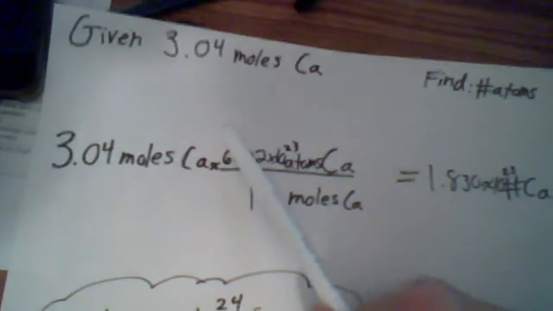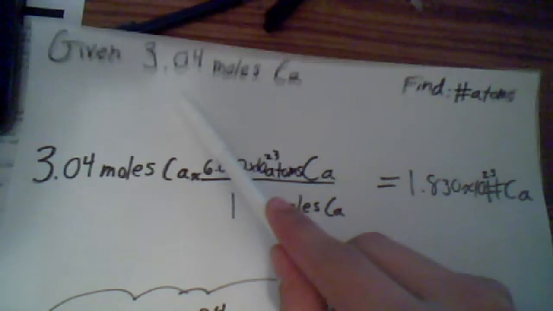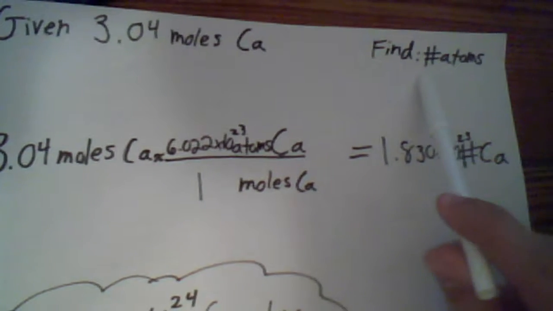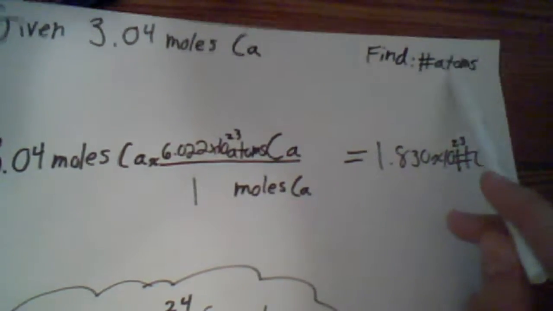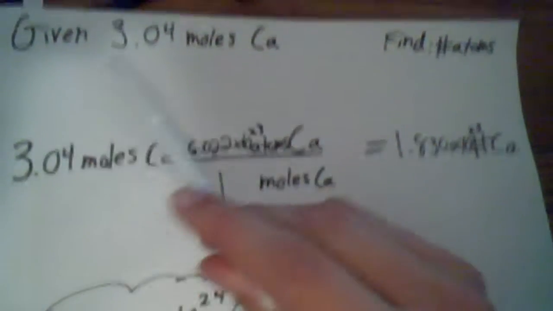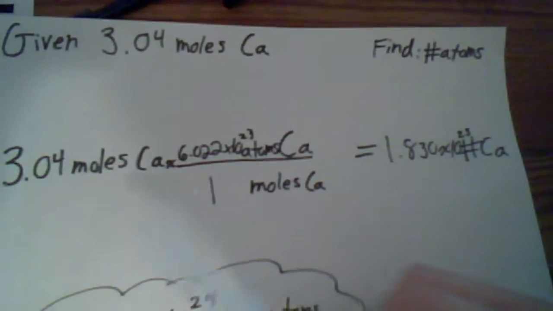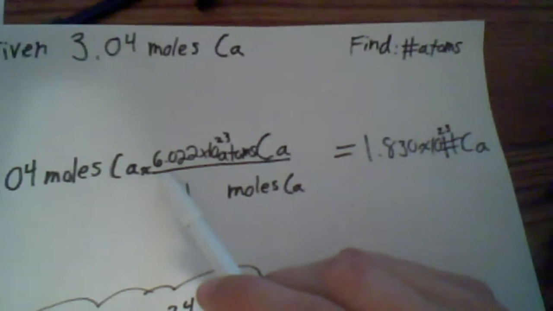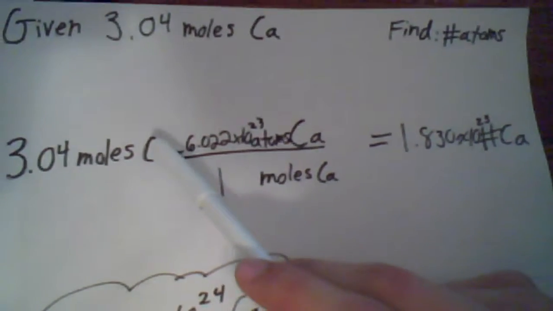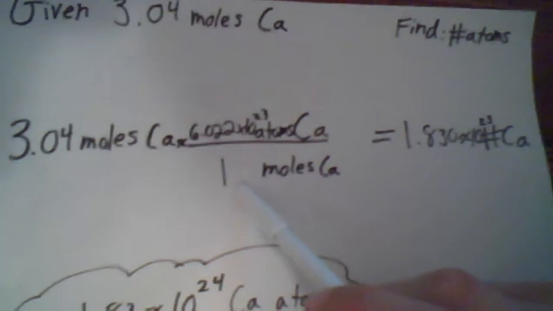In this problem, we are given 3.04 moles of carbon. What the problem asks is for us to find the number of atoms of carbon. I've already written out the equation, but I first started with 3.04 moles, the original quantity given. We multiply that by the number of atoms over the moles of carbon. These cancel out when we put a 1 in front of it.